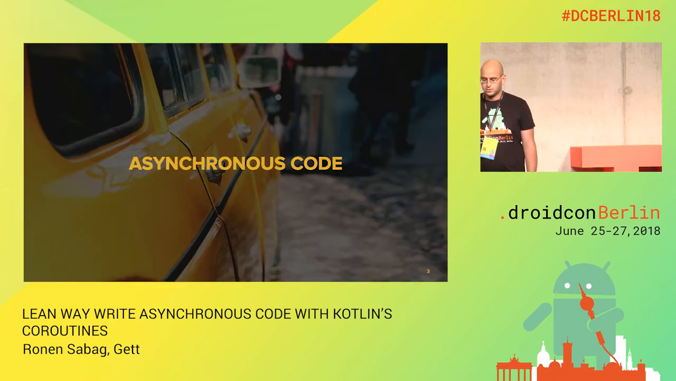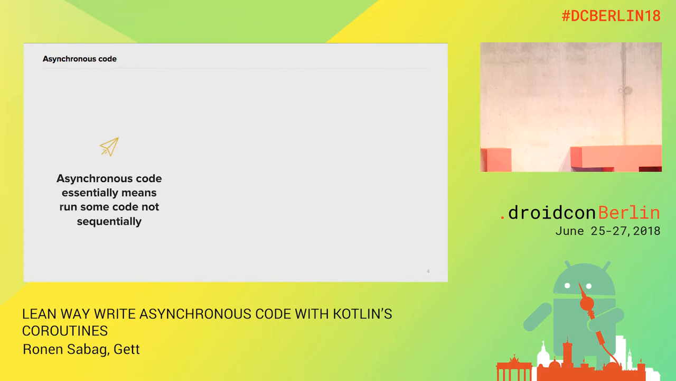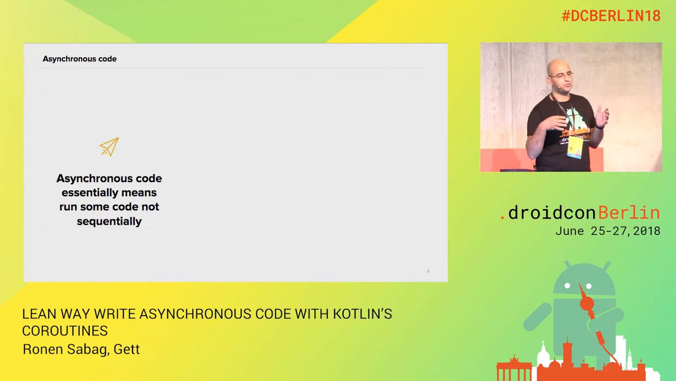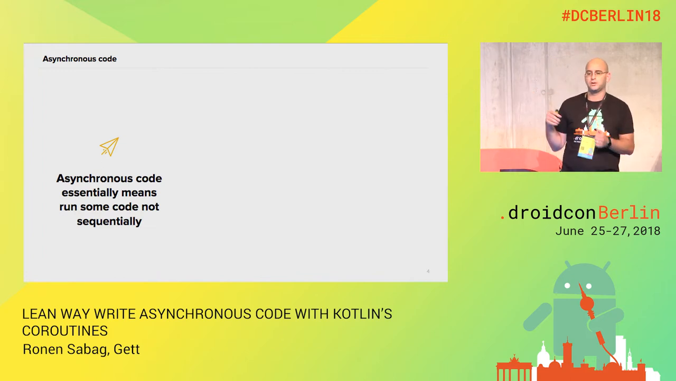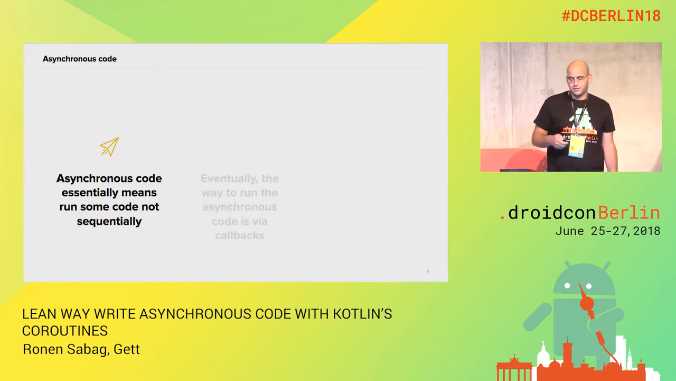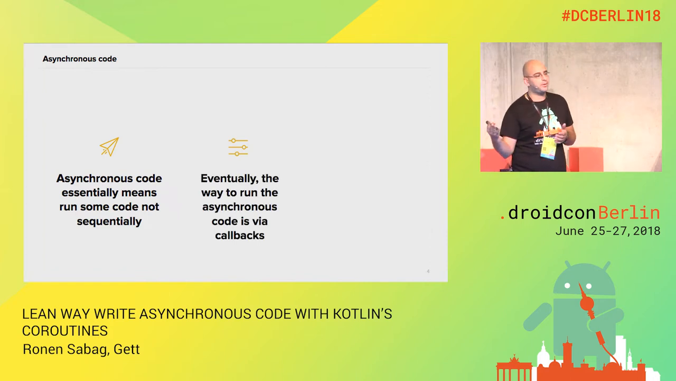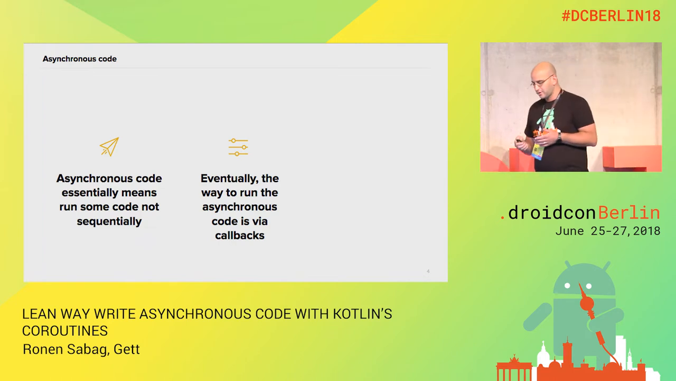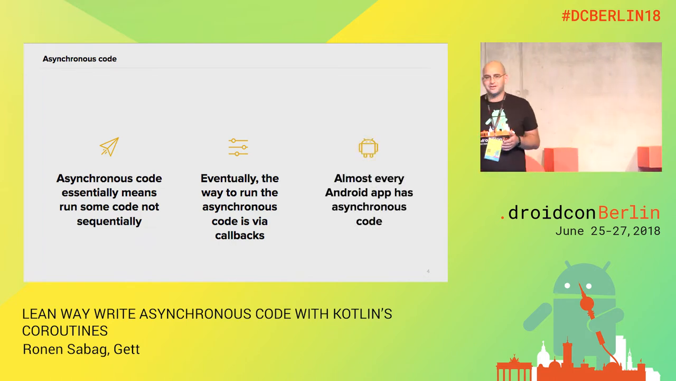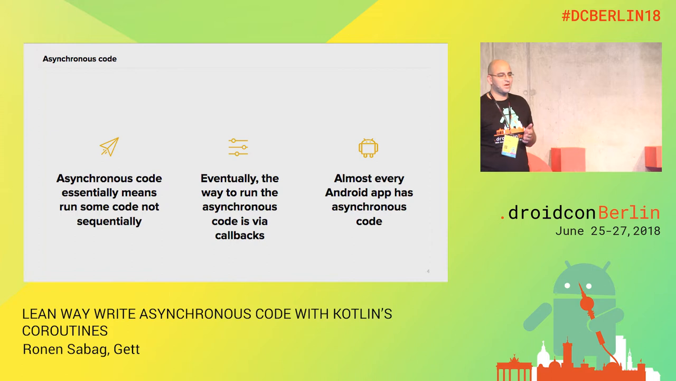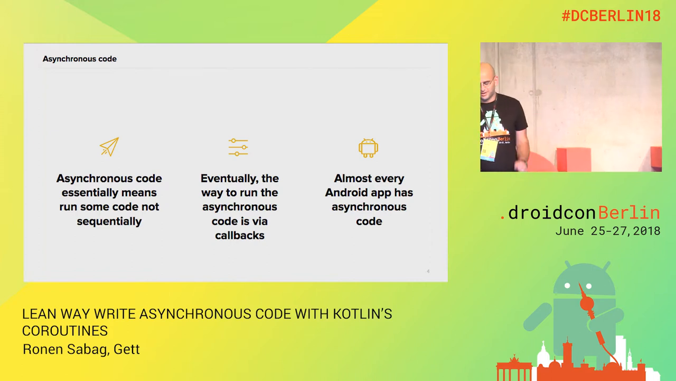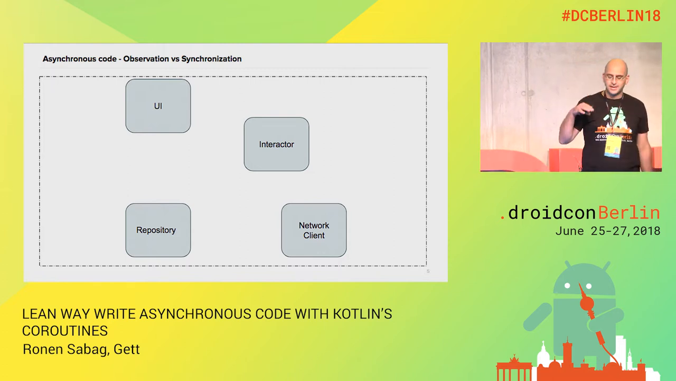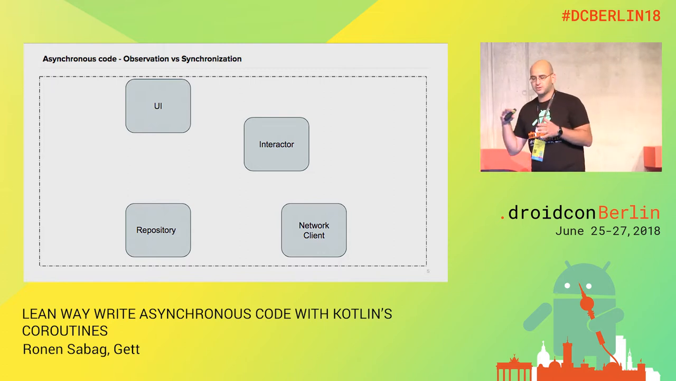All right, so async code. Basically, async code means, not surprisingly, that you're going to run the code not in a sequential way. Most of the time, you're going to have some callback, and you're going to do some job, and after that, you're going to call this callback. And I don't believe there is a real app today that doesn't use any async code. So I want to emphasize the difference between observation and synchronization.